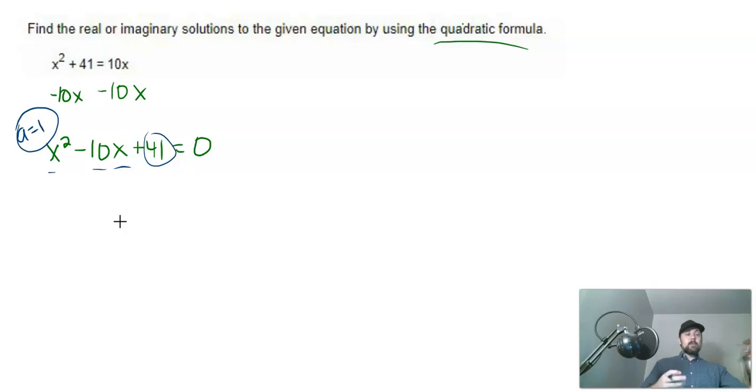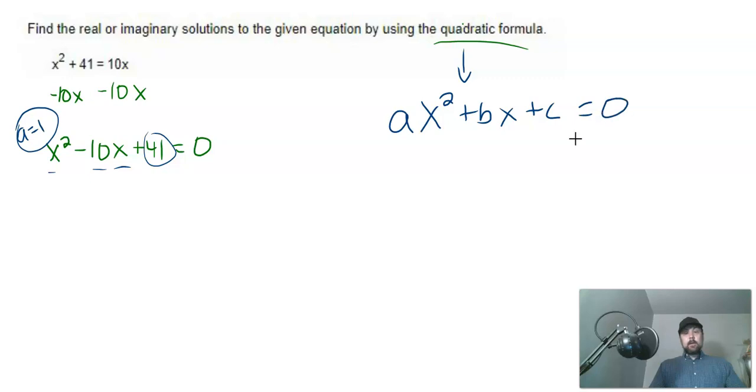And if you can't find two numbers that fit your description, whether you're doing the AC method or the shortcut method that we're using here, it can't be factored. And if it can't be factored, you have to use the quadratic formula. Now, the quadratic formula is derived by taking this formula here, ax squared plus bx plus c equals 0, and doing the completing the square process that I just talked about.